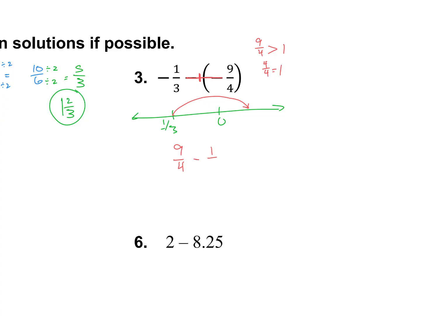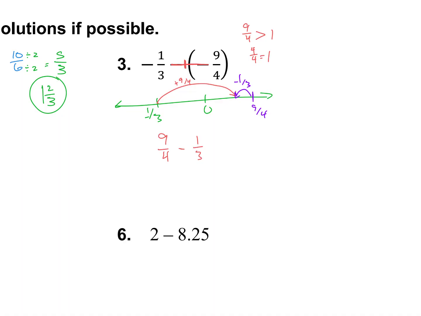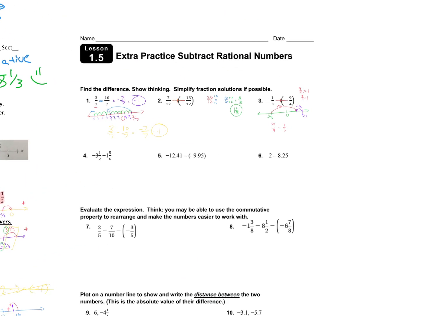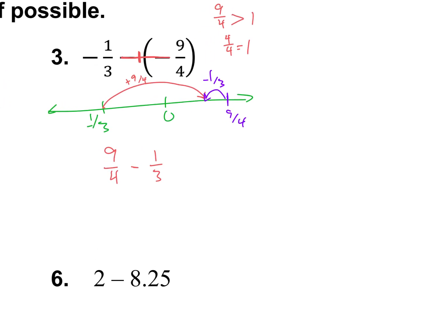9/4 minus 1/3. Okay? If I were at 9/4 and went negative 1/3, I would end up at the same location as if I had gone from negative 1/3 and added 9/4. And if you're like, that seems brand new information to me, I did it on the previous video. I'm trying to say that this is an approach that you could take. We're going to multiply this by 3/3, by 4/4. We get 27/12 minus 4/12.